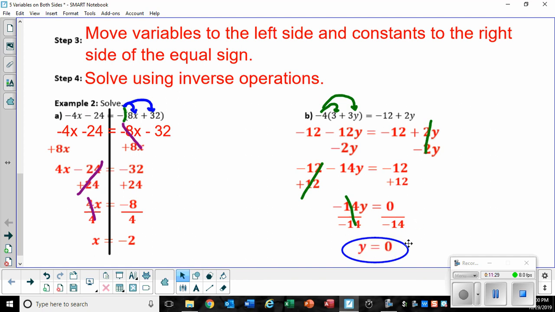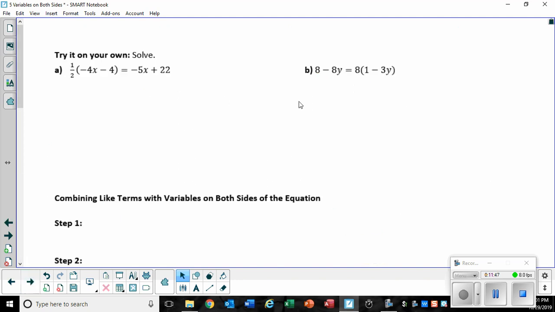Don't forget to check your work. You can easily plug it back in to make sure you got the correct answer. You can plug it back in for all the y's there and see if it comes out to be equal. Alright? So you are going to try these two on your own. Give it a try. You can pause the video and then continue when you're done.